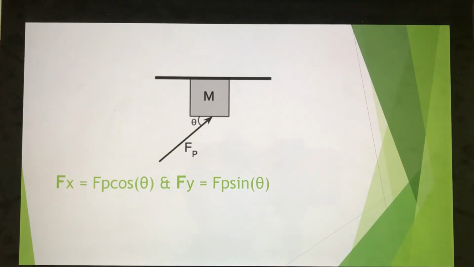If we have a force acting on the object with an angle, we analyze the force in two components, Fx and Fy. Fx is equal to Fb multiplied by cosine theta, and Fy equals Fb multiplied by sine theta.